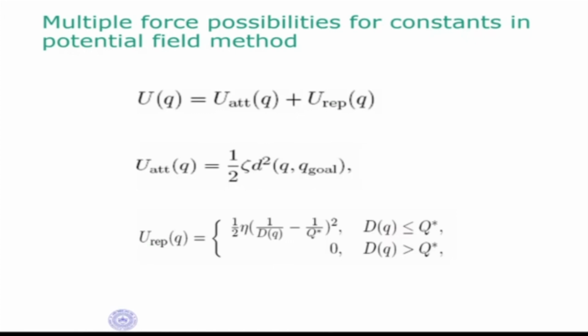Also in the case of potential field methods, we have seen that when you are using an attractive potential and a repulsive potential, there are constants zeta and eta. These are constants and you have to put numerical values. So how do you choose the numerical values of these two constants? That is also one need for optimization in potential field methods.